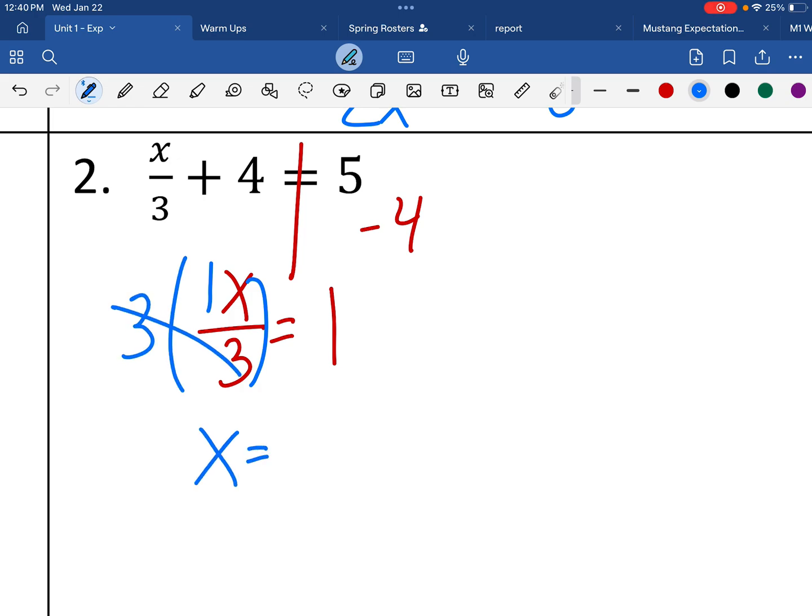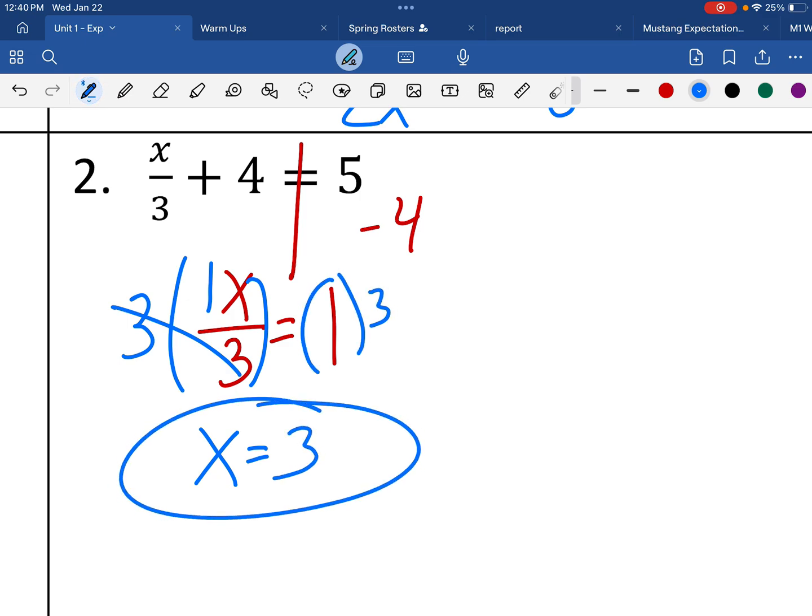So now we just have x. Multiply the other side by 3. 1 times 3 is 3. That one was really easy. So x equals 3.